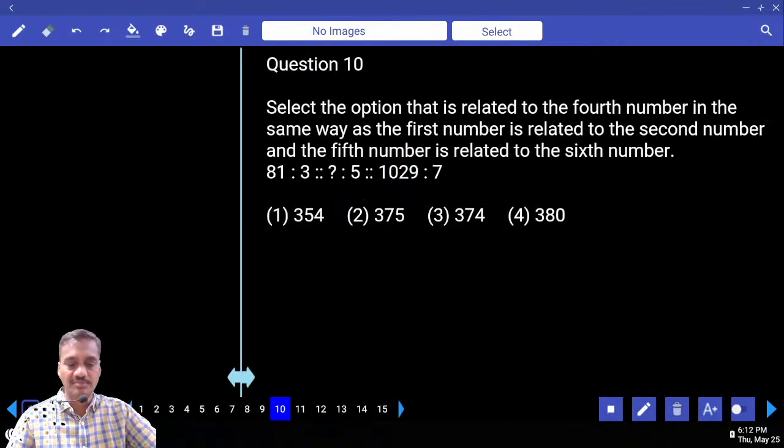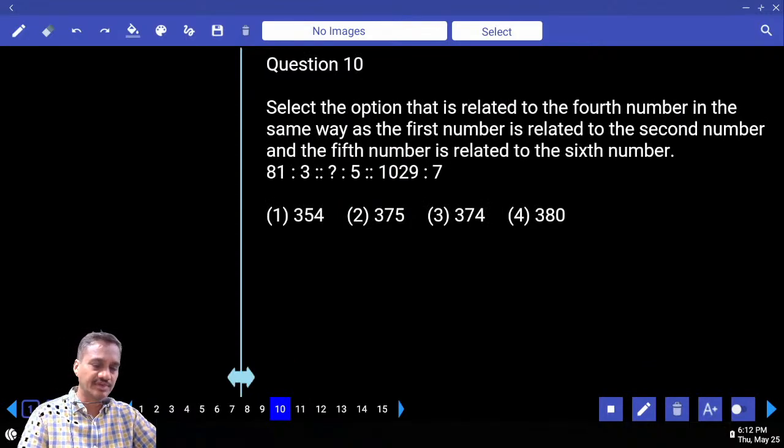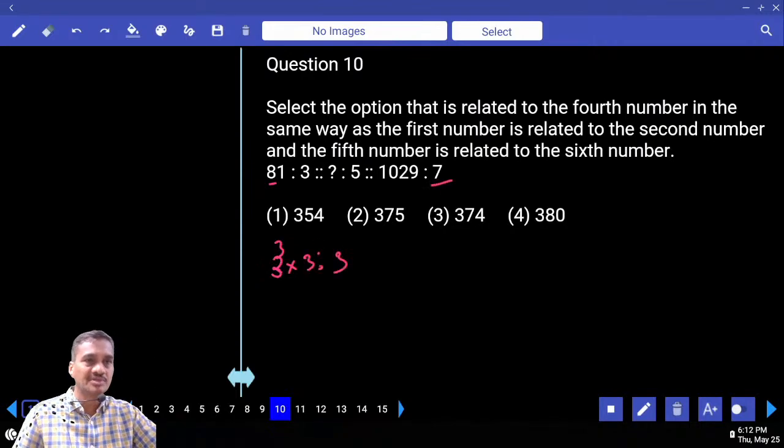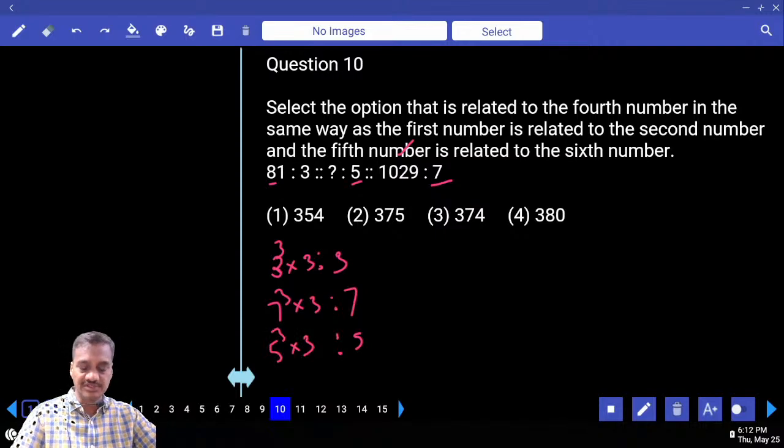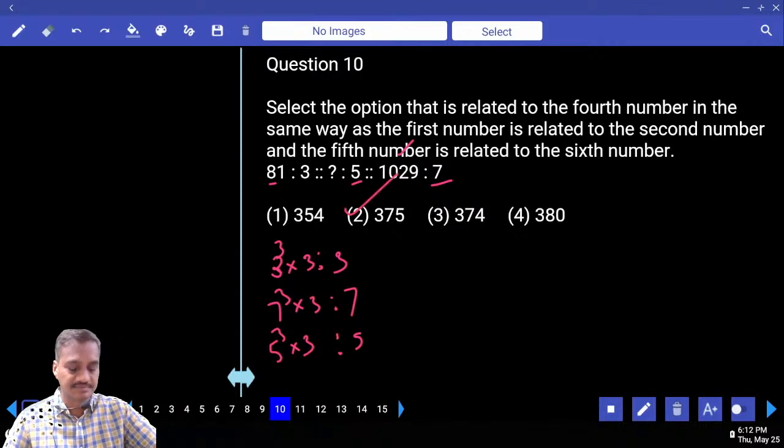And the 10th one. Now 10th one. 81 can be written as 27 into 3. Now 27 can be written as 3 cube. Now 3 cube into 3, that is 3. And here 7. 7 cube is so much? 343. Into 3, 1029. Now this is 7 cube into 3. Now here 5. And then what should be the next number? 5 cube into 3. Now 5 cube into 3, 125 into 3, that is 375, choice 2, question number 10.